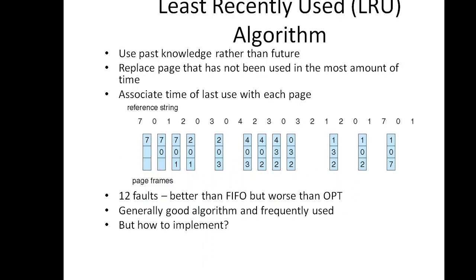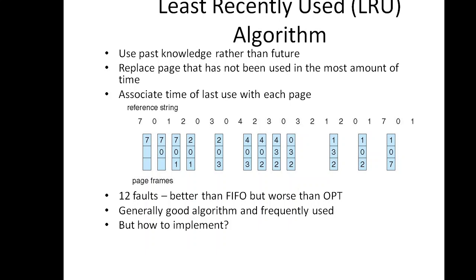The next page replacement algorithm we have is least recently used, that is the LRU algorithm. In this algorithm, we use recent past data as an approximation instead of the future for page replacement. That means we can replace the page that has not been used for the longest period of time. Instead of predicting the future of a page, we check the page that has not been used for the longest period of time. Such pages will be replaced in this algorithm.